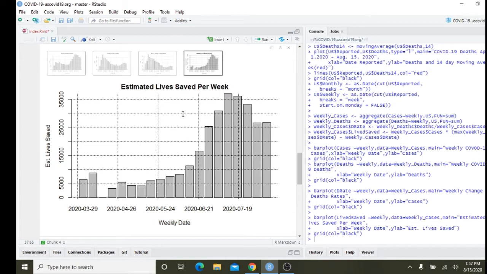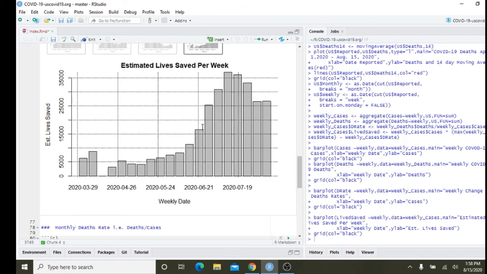Estimated lives saved based on the decrease in the death rate. You can see over 35,000 lives saved this week. Fewer saved during this week, but still, maybe as many as 25,000 lives have been saved by the decline in the death rate.